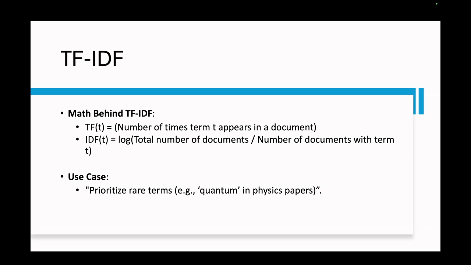TF-IDF, term frequency inverse document frequency, is the backbone of modern search engines. Here is how it works. Term frequency measures how often a term appears in a document, and inverse document frequency penalizes common terms like the, a, or that appear in too many documents.